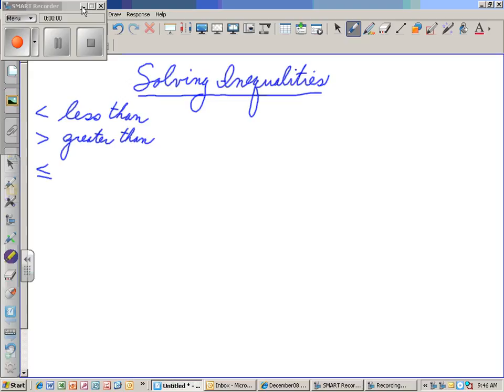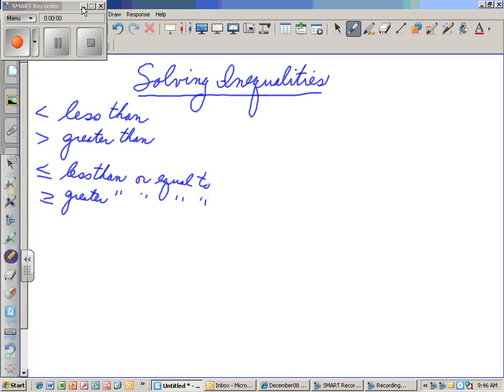What is that symbol? Yeah. Less than or equal to. And of course, this would be greater than or equal to. Greater than or equal to. Okay. And those are inequalities.